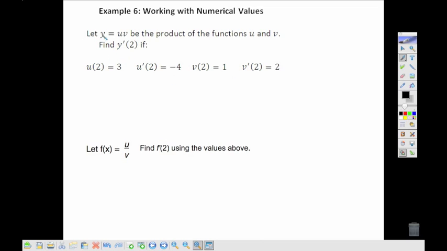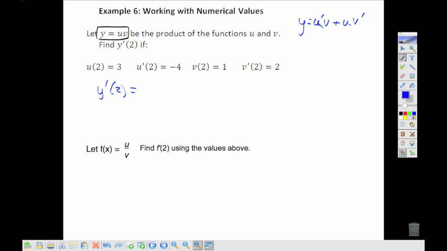Sometimes the book will ask us to do this with numerical values. Now this first example, we'll use one that is a product, which will be using our product rule. We should remember our product rule will be the derivative of the first times the second plus the first times the derivative of the second. The difference though is now they're giving us numerical values rather than an actual equation. So they're saying find y prime of 2.